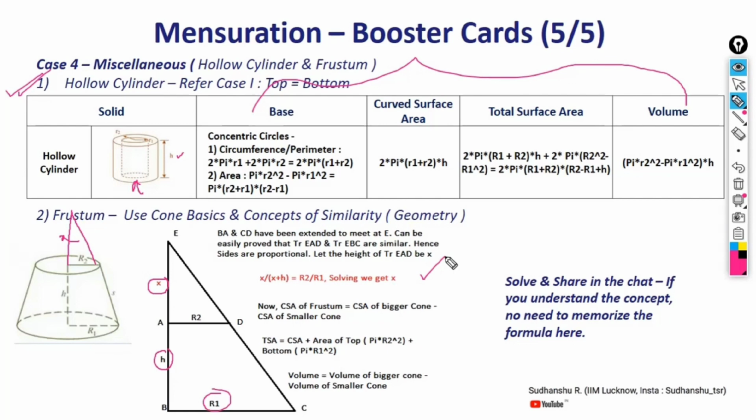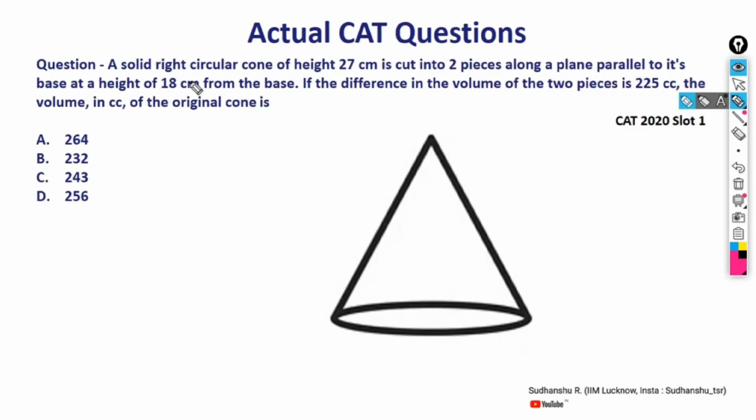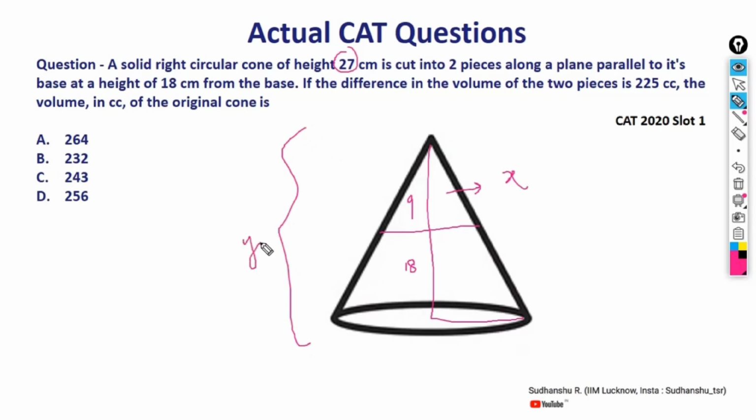Let us try and apply these concepts into questions. A solid right circular cone of height 27 centimeter. So the height is given to us as 27. Is cut into two pieces along a plane parallel to its base at a height 18 centimeter from the base. So at a height of 18 centimeter, this top height will be 9 because total height is 27. If the difference in the volume of the two pieces is 225. So we have a top cone. Let's say the volume of the cone is X. And we have a complete cone also, right? So this bigger cone, let's say the volume of that is Y.